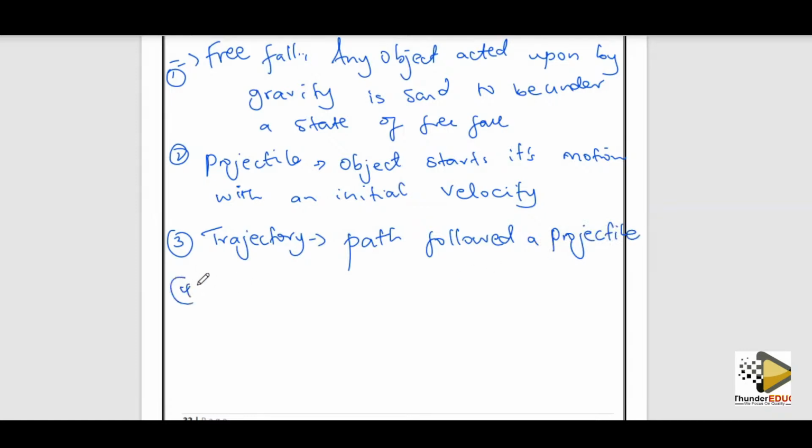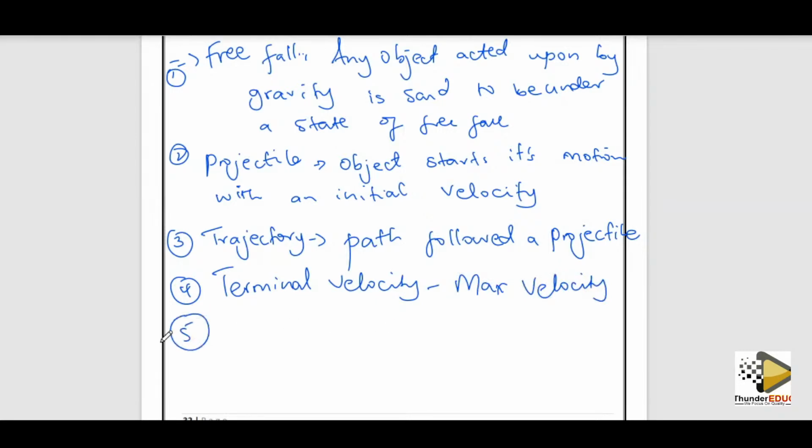And then number four, we have the terminal velocity. Terminal velocity is more like the maximum velocity that is reached by a falling object. I'm just going to summarize it and call it the maximum velocity that is reached by a falling object or object under free fall. And free falling objects, we said, are mainly influenced by acceleration due to gravity.